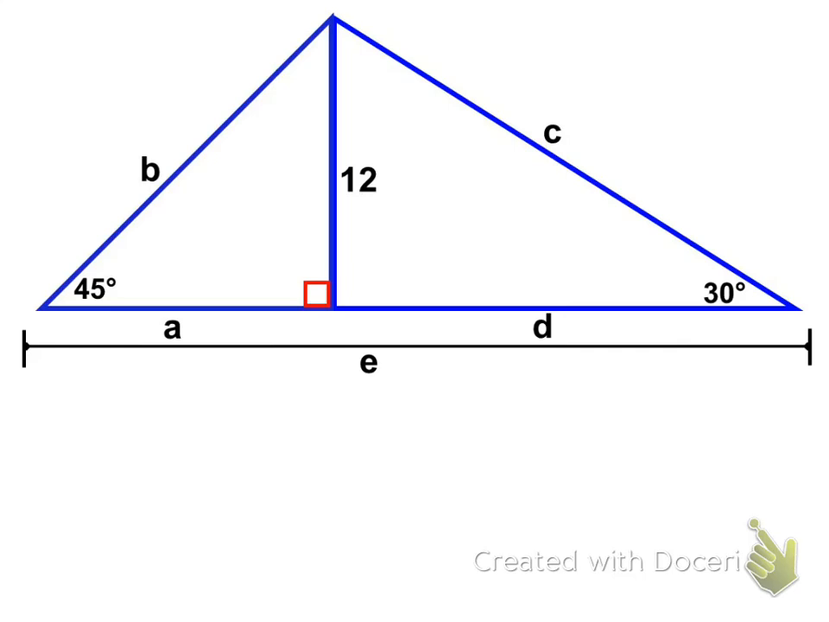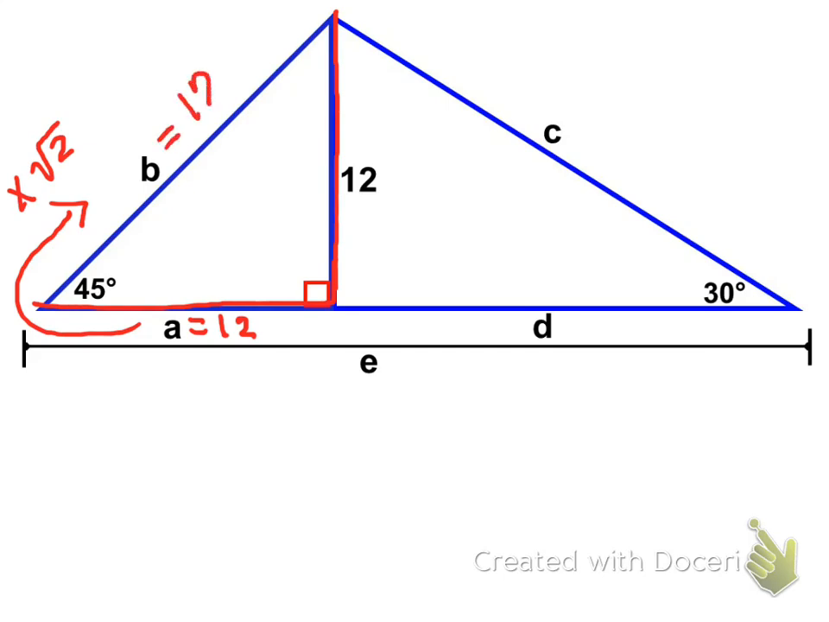In the 45, 45, 90 triangle, we know one of the legs. Remember that the legs in a 45, 45, 90 triangle are congruent to each other, so A would be equal to 12. Now we want to move from a leg around to the hypotenuse. Remember, to move from a leg on a 45, 45, 90 triangle to the hypotenuse, we would multiply by the square root of 2. Therefore, B would be equal to the length of the leg, 12, times the square root of 2. The 45, 45, 90 triangle has been solved.